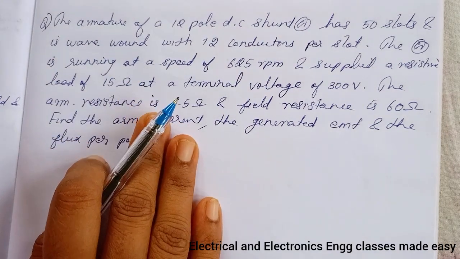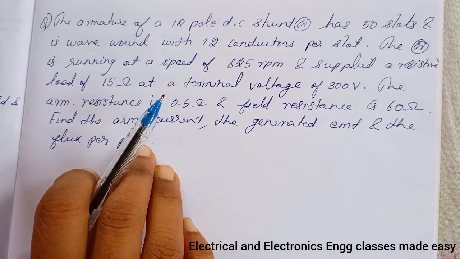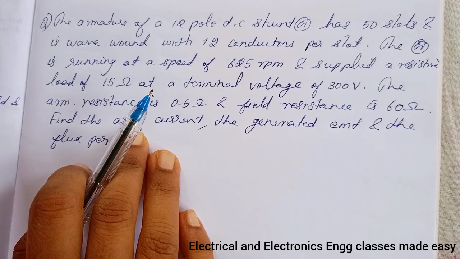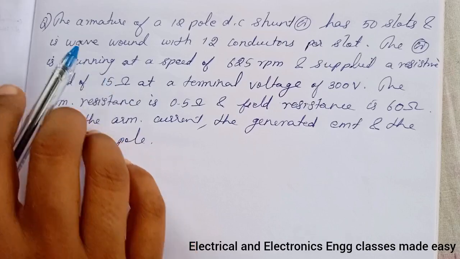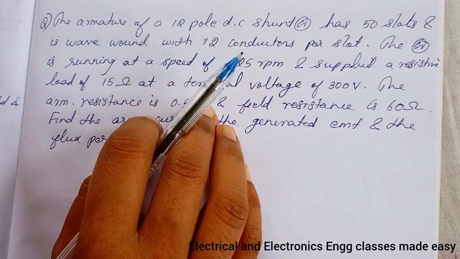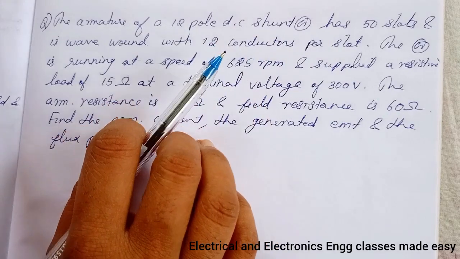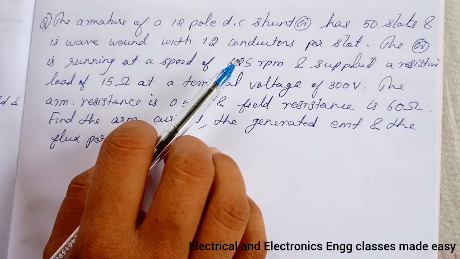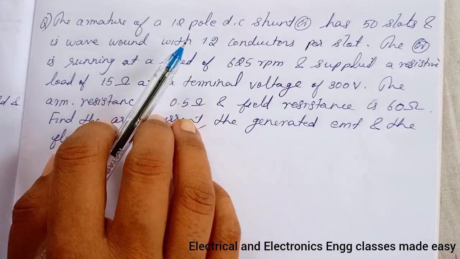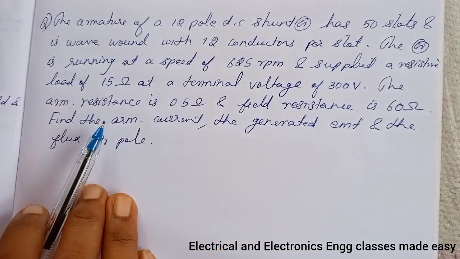Today's class is about the problems related to generators, that is DC generators. In the previous class we discussed the types of DC generators. So today's class is about the problems related to DC generators. Let us go through the problems.